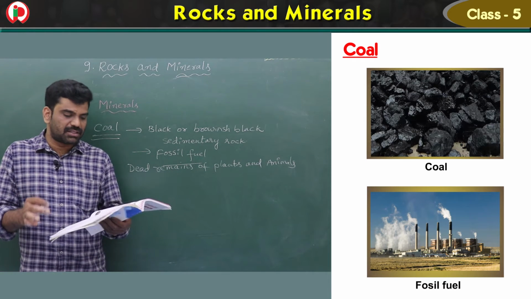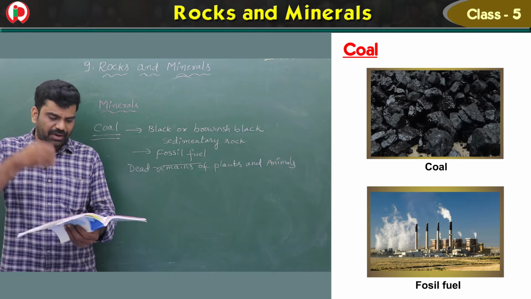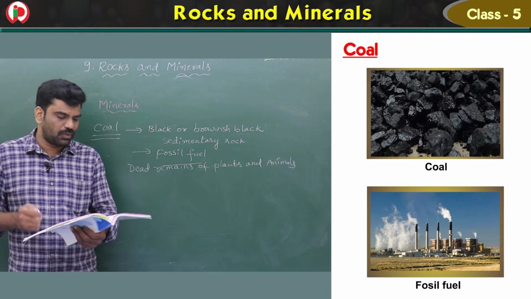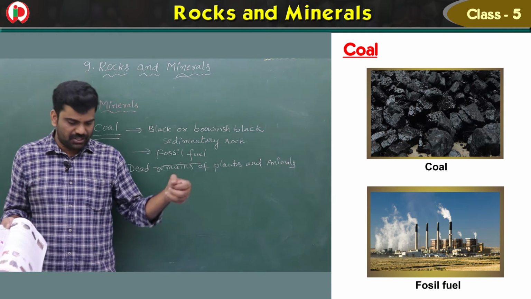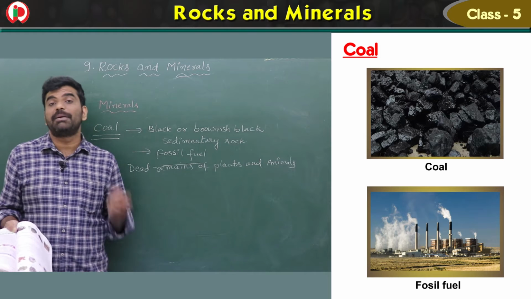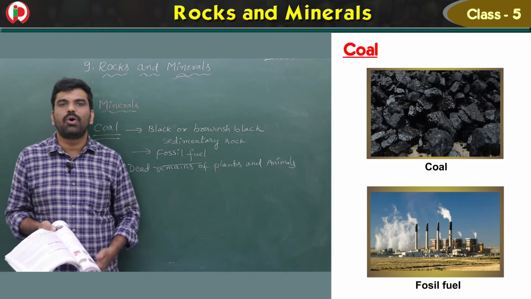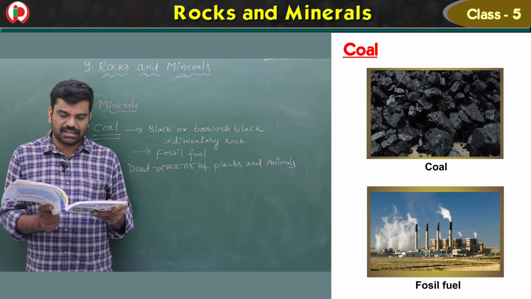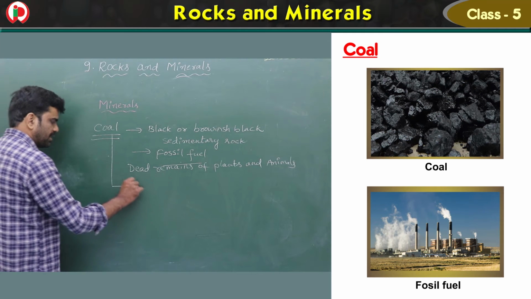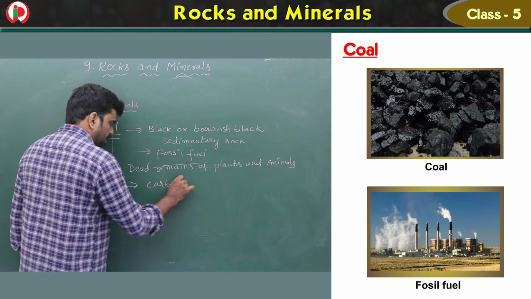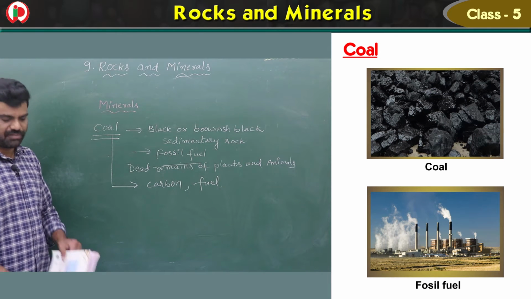That is why this is called fossil fuel. Due to the heat from the interior of the earth and the pressure above, these dead plants change into coal. So how do the dead plants change into coal? Yes, obviously due to the heat and due to the pressure, these dead plants change into coal. Coal is rich in carbon and can be used as fuel.